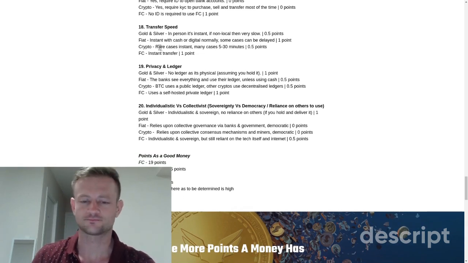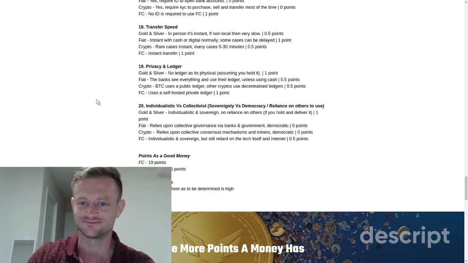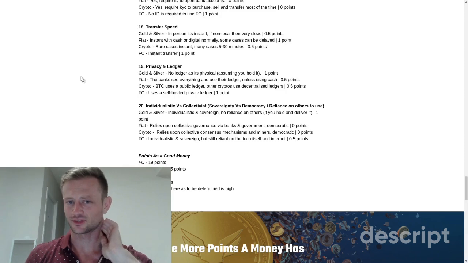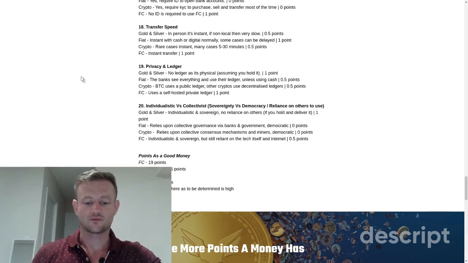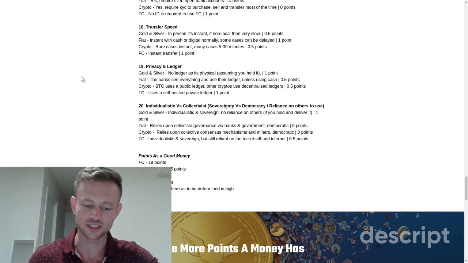18, transfer speed. With gold and silver, if it's physical, here you go. If it's non-local, then it's very slow because it's big and heavy to move. That's why we transitioned away from it. Fiat, with cash, it's instant or digital. It's normally instant, though sometimes with Visa and MasterCard, when you're tapping on machines, it can take 10, 20 seconds sometimes, which is not very good.